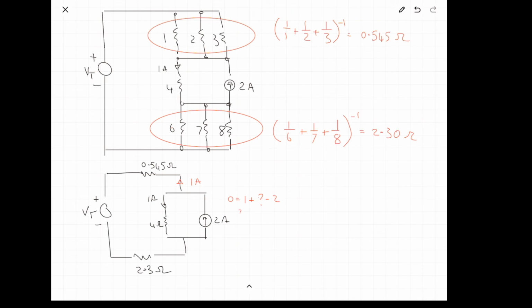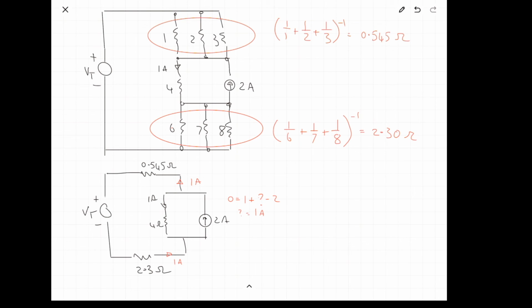The question mark equals 1 amp, positive 1 amp. So we've got one amp going out of it, which means we also have 1 amp flowing in that direction. And now we know the currents and we know resistances, we can use Ohm's law to calculate voltages.